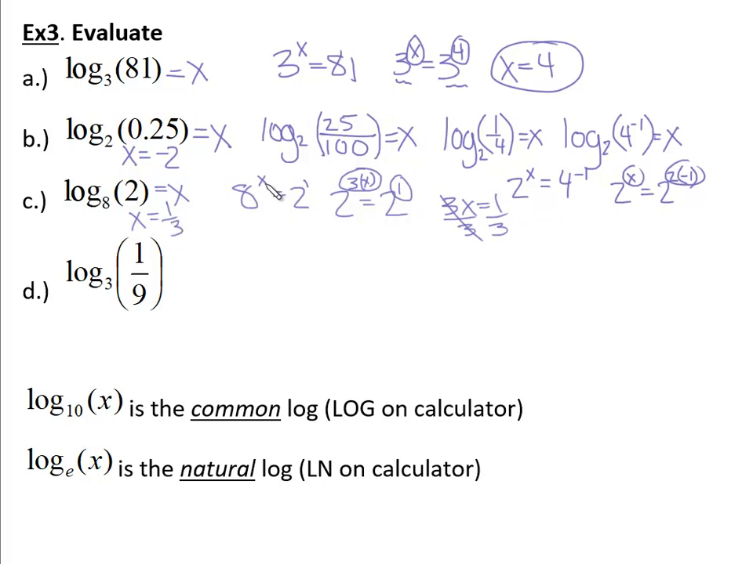8 to the 1/3 power. Remember, that means the third root or cube root of 8 is 2. And that sounds correct to me. The cube root of 8 is 2.